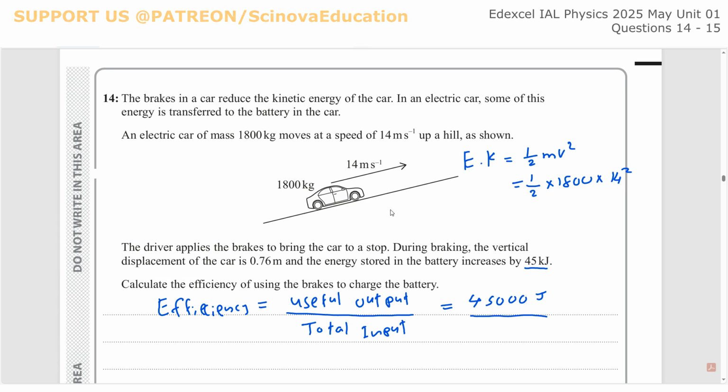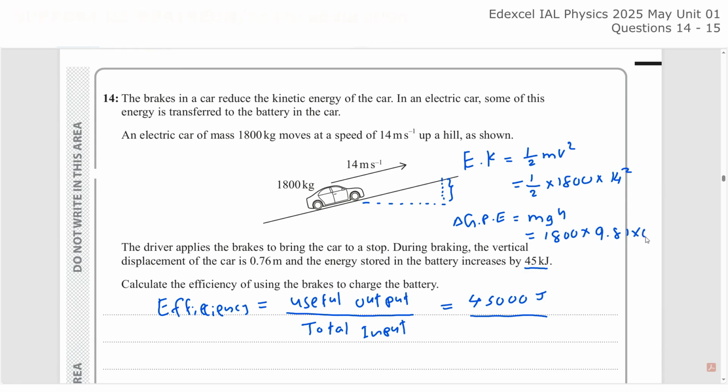part of this kinetic energy also converts to gravitational potential energy due to the fact that car is moving upward. So we can calculate the change in gravitational potential energy of the car during this process using mgh. That would be 1800 multiplied by 9.81 times the change in vertical height, which is 0.76 meters.